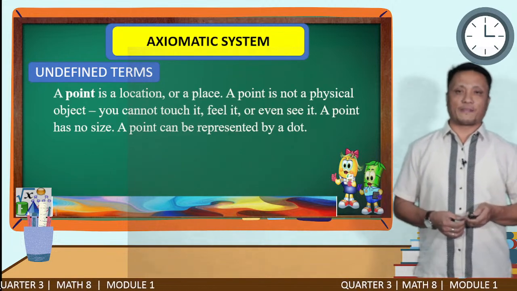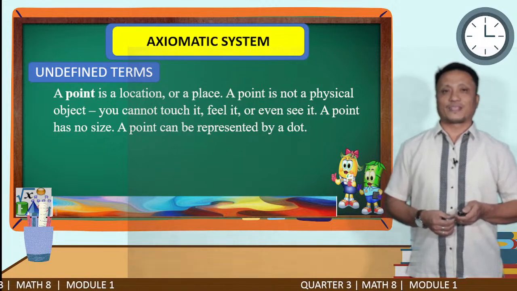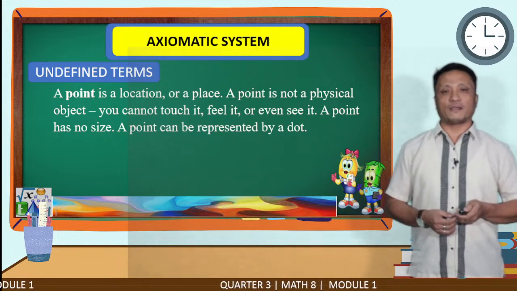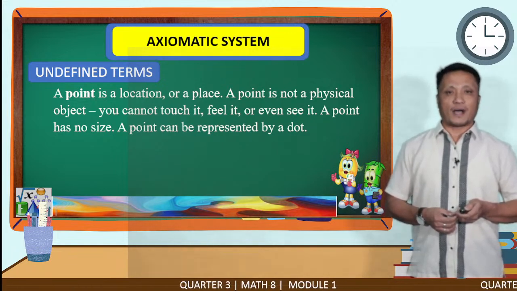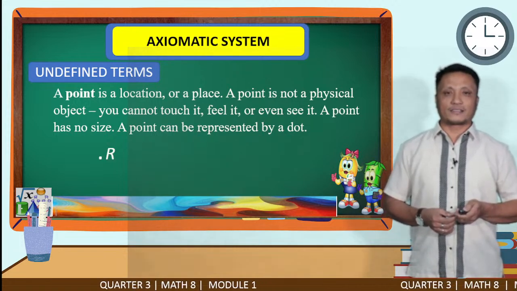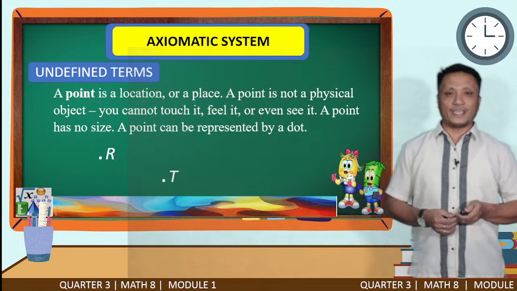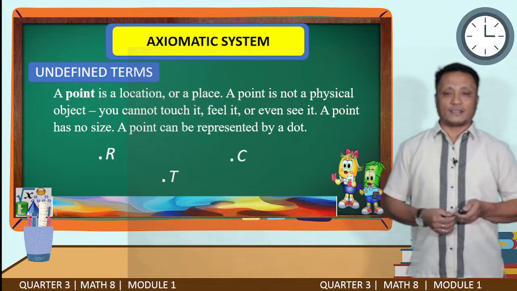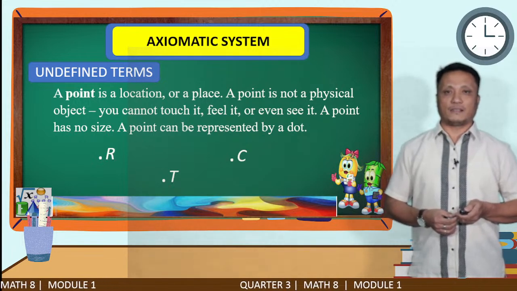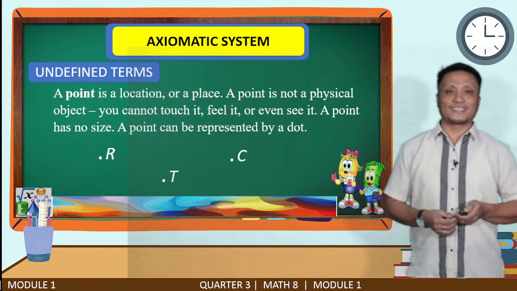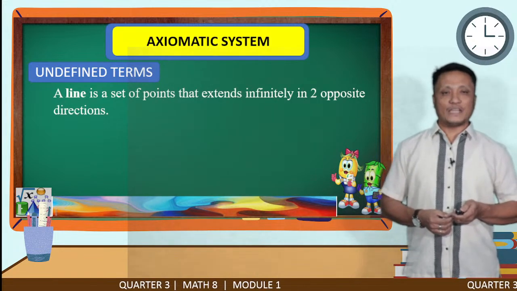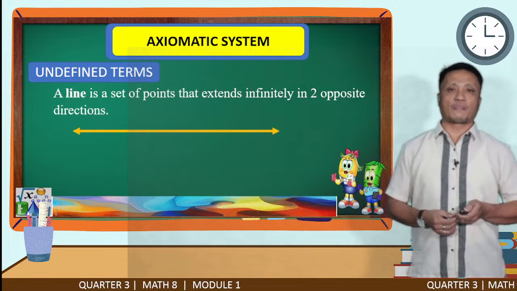Let's start with point. A point is a location. It is a place. A point is not a physical object. You cannot touch it, feel it, or even see it. A point has no size. A point can be represented by a dot such as point R, point T, and point C. It is represented using capital letters and a dot beside it. Are you following me, class? Let's move on. Line. A line is a set of points that extends infinitely in two opposite directions.